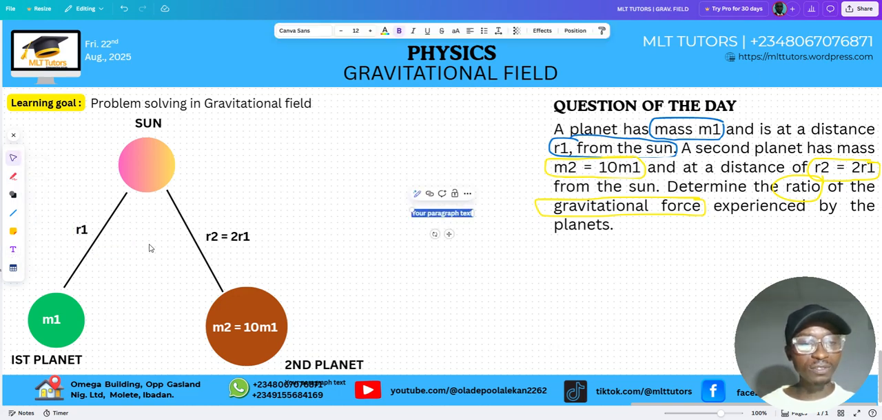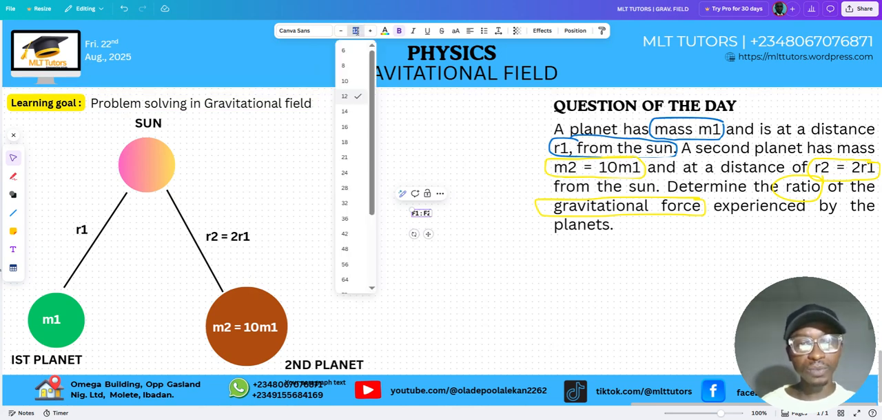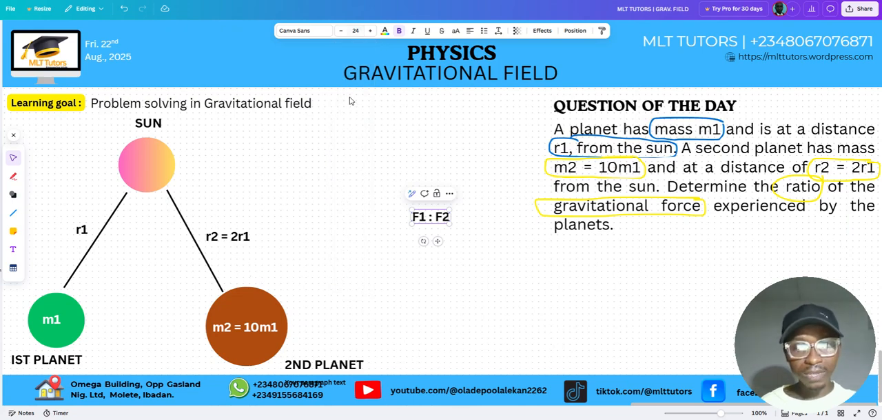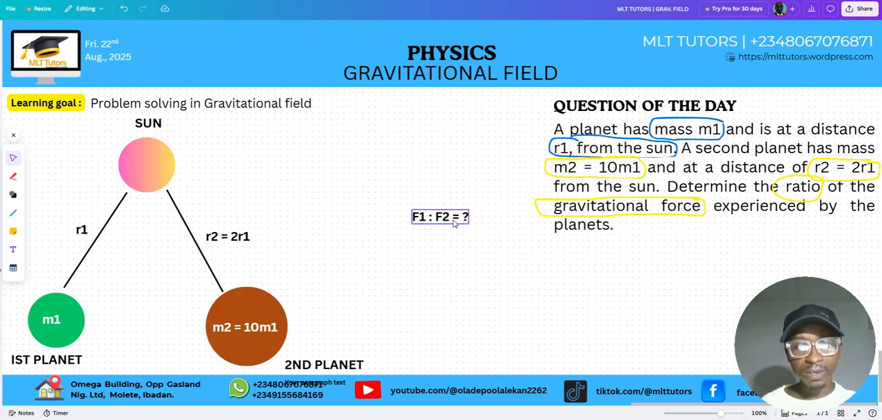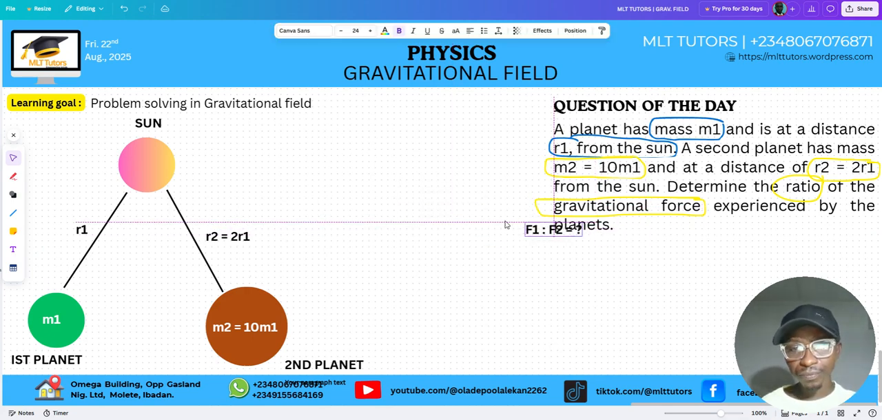Okay, let's represent that with a symbol. We have F1 ratio F2. Let's enlarge that a little bit more. That's good. And that is unknown. That's actually what we are looking for, equal to unknown. Okay, that's perfect. So this is the task at hand.